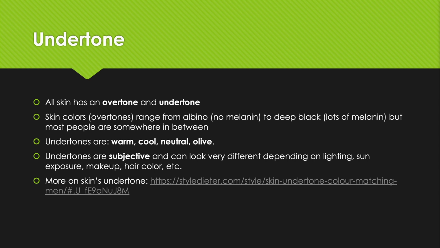All skin has an overtone and an undertone. Overtones can range from albino, which means you have no melanin, to very, very deep black, which is lots of melanin. Most people are somewhere in between. And then undertones, there's different ways of classifying undertones, but the most popular way to classify them is there are 4 undertones. There's warm, cool, neutral, and olive.